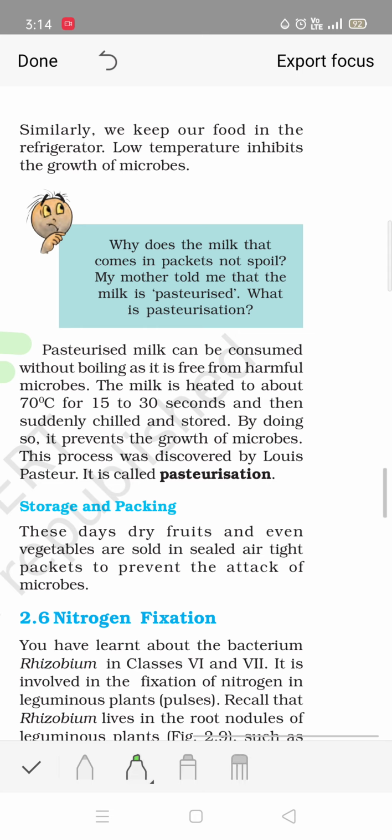One topic is given here. Pasteurized milk can be consumed without boiling as it is free from harmful microbes. First I will tell what pasteurized milk and pasteurization are. Pasteurization is a method in which we heat the milk up to 70 degrees Celsius for 15 to 30 seconds and then suddenly chill and store it.